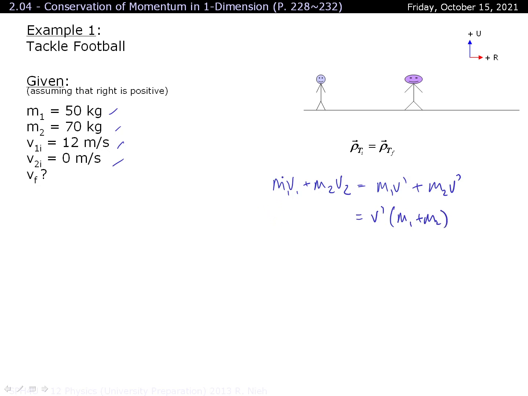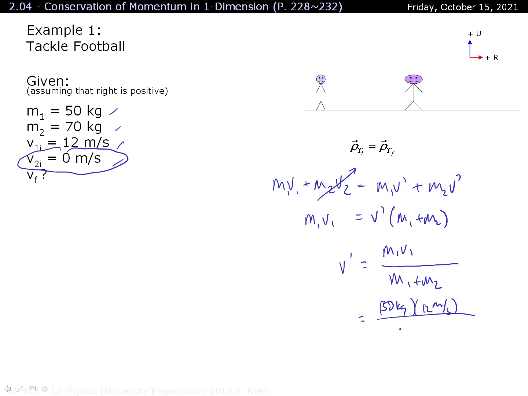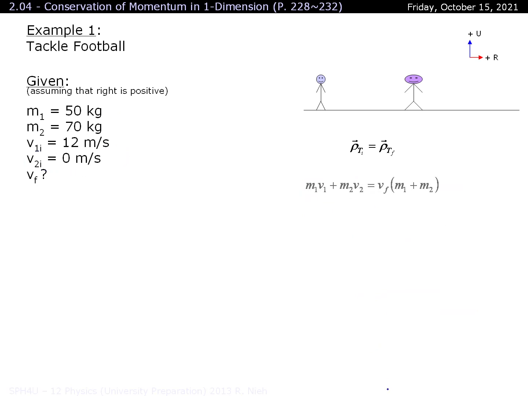What we can manipulate right now is that since in this example the larger object is stationary, this term we could just cross it off. In other words, we have something that's simplified like this. And since we're solving for v', it is equal to m1 v1, since that was the only object that was moving initially, divided by m1 plus m2. Sub all the values in. Pull out your trusted calculator, and then you get to your answer.